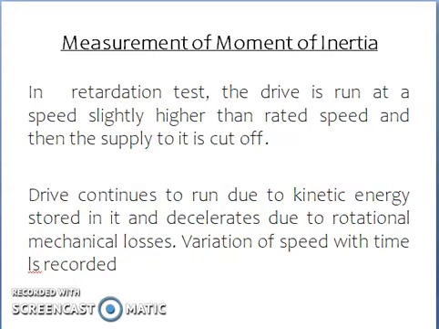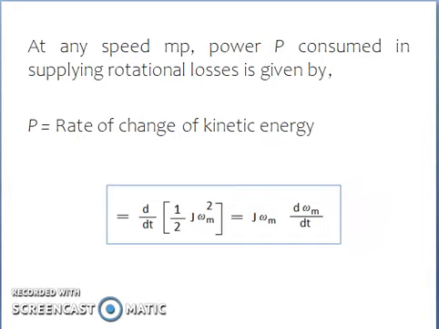At any speed, that is say omega m, the power P consumed to supply the rotational losses is given by the rate of change of kinetic energy. That is, it is shown in the equation here, d by dt of 1 by 2 J omega m square, that is half KE square, or you can write it as J omega m d omega m by dt.